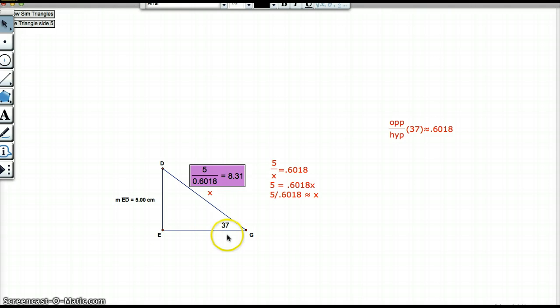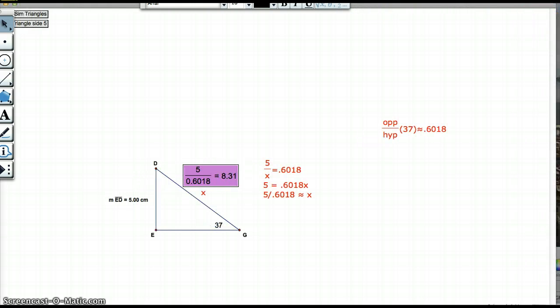So notice all I needed was one angle in a right triangle and one side length, and I could find another side length by remembering that opposite over hypotenuse of a 37-degree angle is always 0.6018. All right, so that's kind of interesting. And let me see if this is really 5 centimeters, so let's see how good we were on this. Measure length: 8.31. Okay, so now we can use this tool of remembering the ratios to find different side lengths of right triangles.